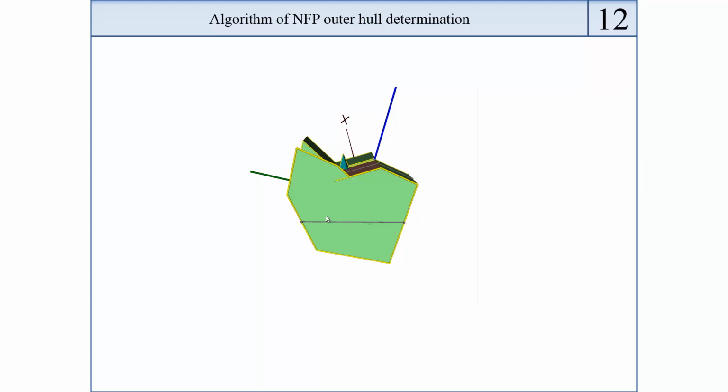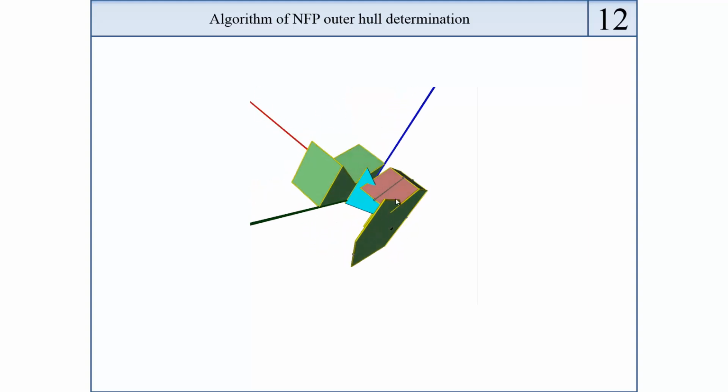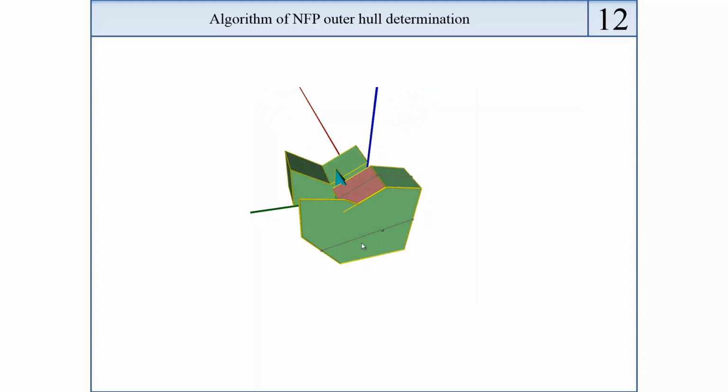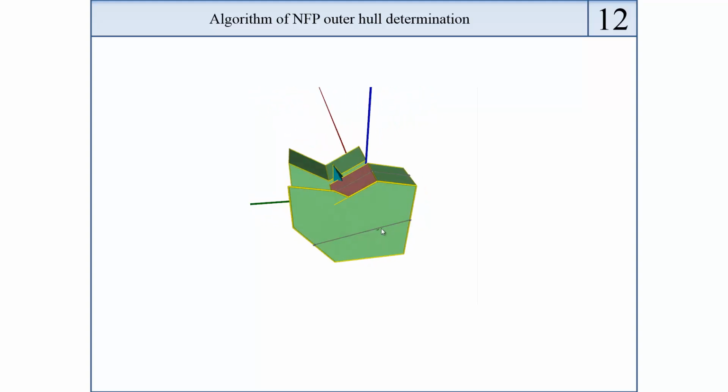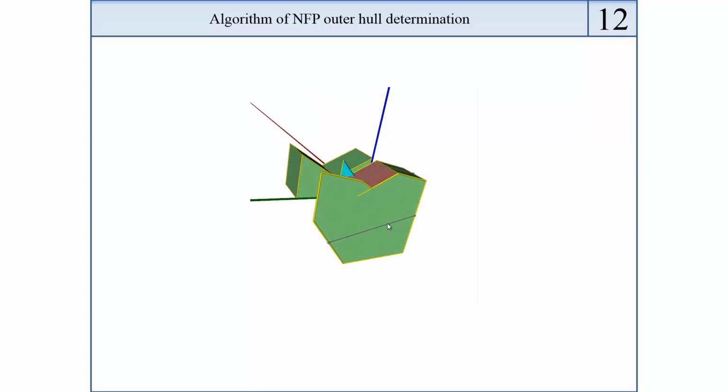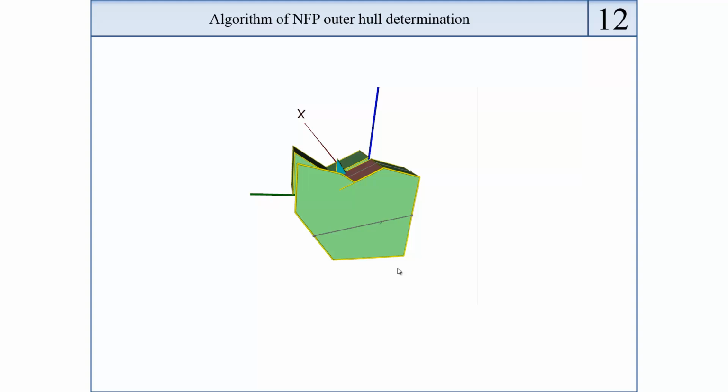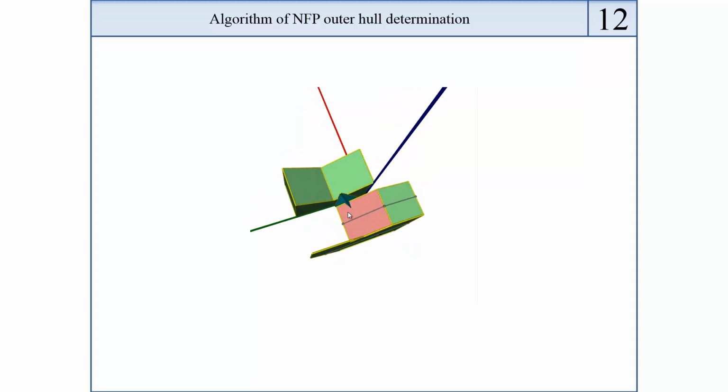So maybe I forgot to tell you that this black point is a reference point of the movable object, and this line is the travel path of the origin, or reference point. If during polyhedrons contact there exists a separate plane which divides the polyhedrons from each other, then the pseudophase will be totally outer and completely belong to the outer hull of the NFP. That face is colored green, and here is a green face when these faces touch.